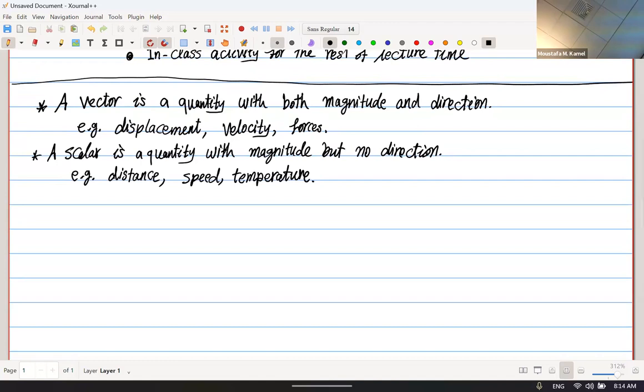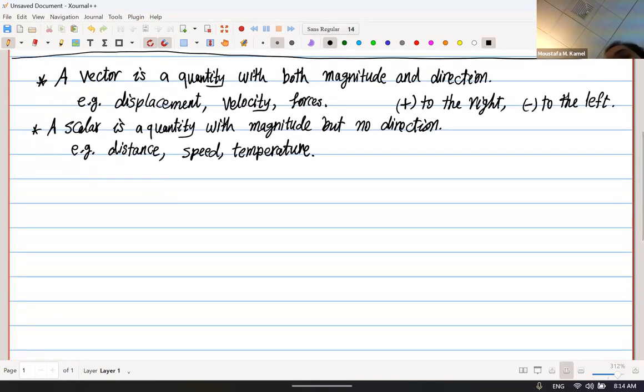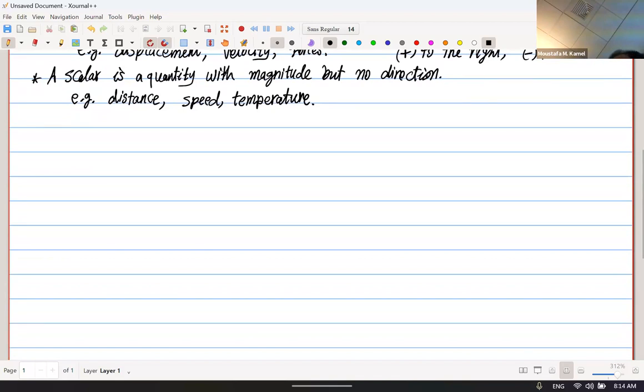Okay, and as we said, a vector in 1D, plus sign means to the right, and minus sign means to the left. And this is convention. You can flip that convention as long as you're consistent. So you can define your positive to mean left side instead of right side, but often most of the time we define positive to be to the right. Okay.